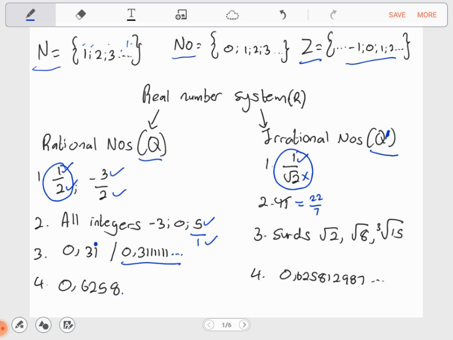The next thing is surds. Surds are the square root of non-perfect squares or the cube root of non-perfect cubes. Basically, if you put these, let's take root 8. If I put root 8 on the calculator, I'm getting a decimal.